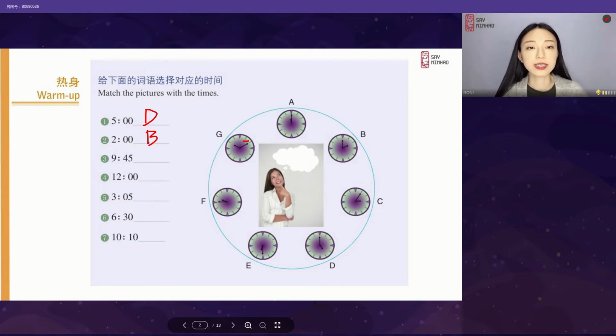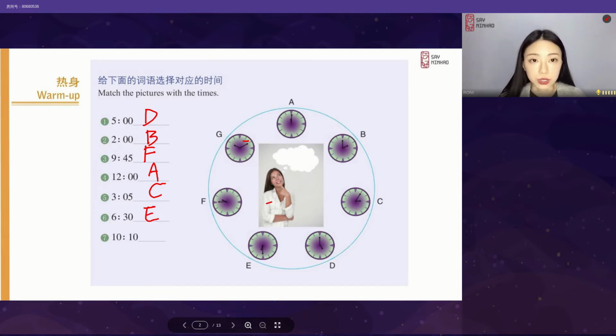Okay, next is 9点45分. 9 o'clock, 9点, and 45分 is 45 minutes, which is F. Next one is 12 o'clock, 12点, which is A. Okay, next one is 3点05分, 5 minutes past 3, which is C. And next one, 6点30分 or 6点半, 6:30, which is E. And last one, 10点10分, 10 past 10, which is G.